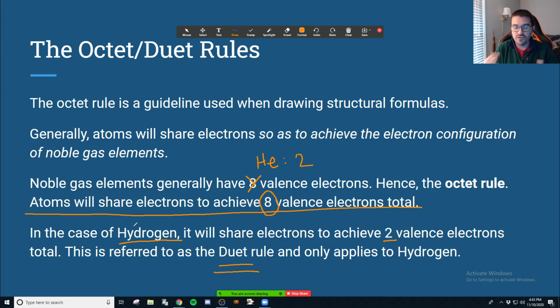Hydrogen only has its 1 valence electron, so it can only share one time. In order to participate in a covalent bond, you need 1 electron to share with a partner. So hydrogen can only make 1 covalent bond, therefore it can only get to 2 valence electrons. That's called the duet rule. But generally speaking, this concept is referred to as the octet rule, and all the other elements other than hydrogen are going to want to shoot for 8 valence electrons.